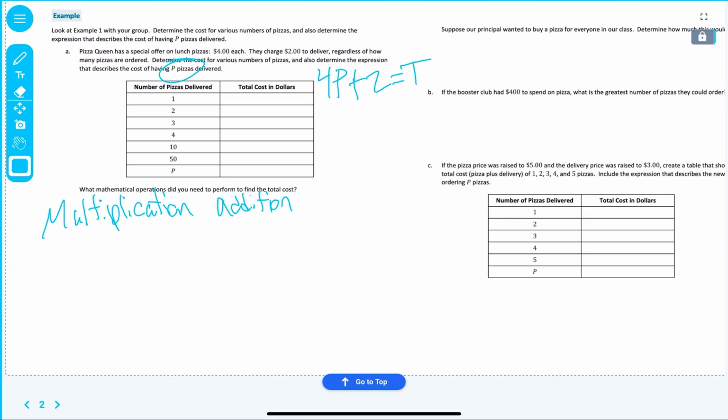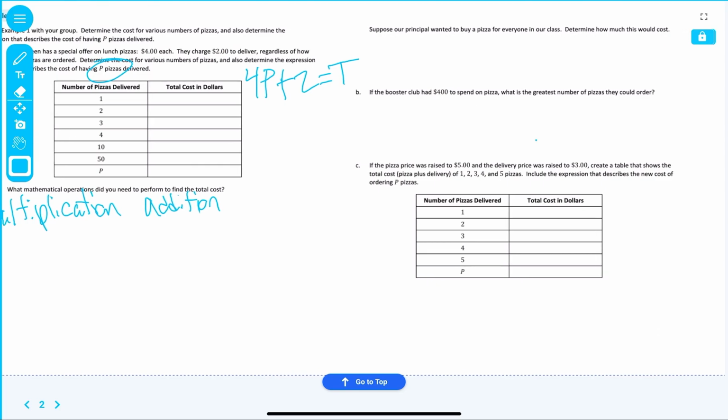Then it says, suppose your principal wanted to buy a pizza for everyone in our class. Determine how much this would cost. Well, in our class, we have 8 students, so a pizza for each student would be 8 pizzas. So 4 times 8 plus the $2 to have it delivered. 4 times 8 is 32, plus 2. That's going to cost $34 for the pizzas plus the delivery.